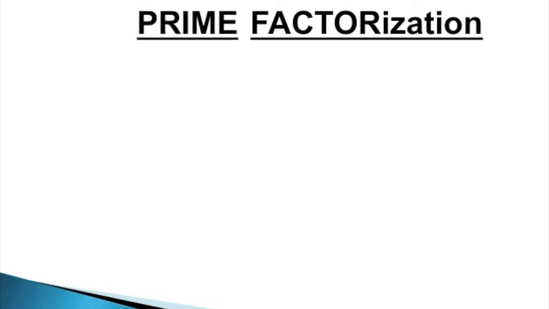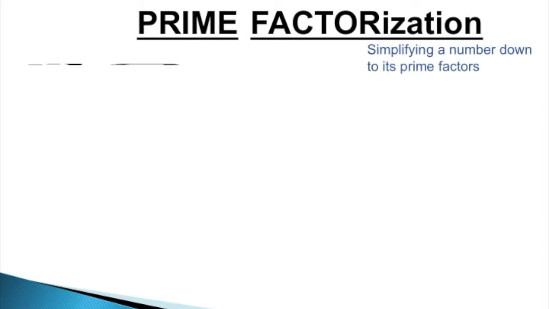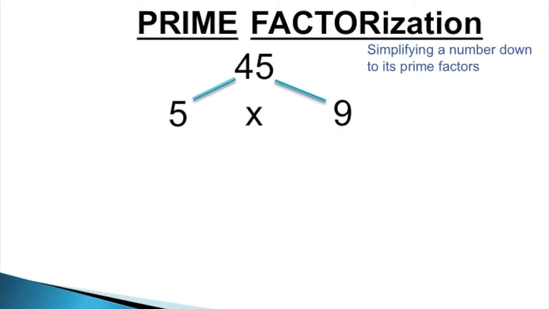So prime factorization is just putting those words together. It's a simplifying of a number down to its prime factors. So let's take the number 45 for example. Well, we can break down 45 into 5 times 9, because 5 times 9 gives us 45. Well, this branch here, the 5, is already prime, so we're done with that branch. But the 9 is not broken down to its prime factors yet. Well, what can break down 9? Well, 3 can divide 9. 3 times 3 is 9, so those are our factors for 9. Since 3 is prime, both of these branches are done.